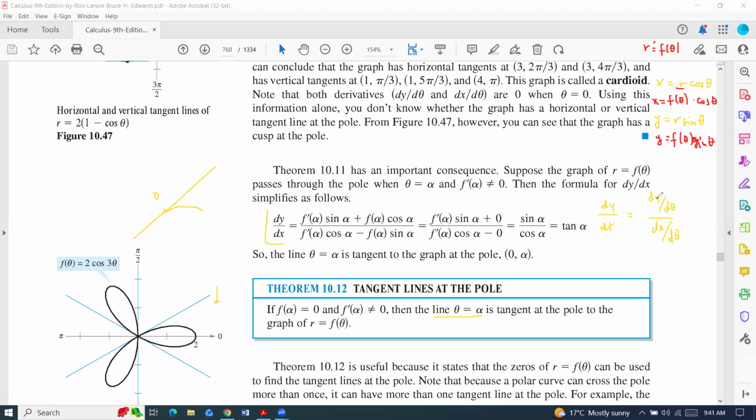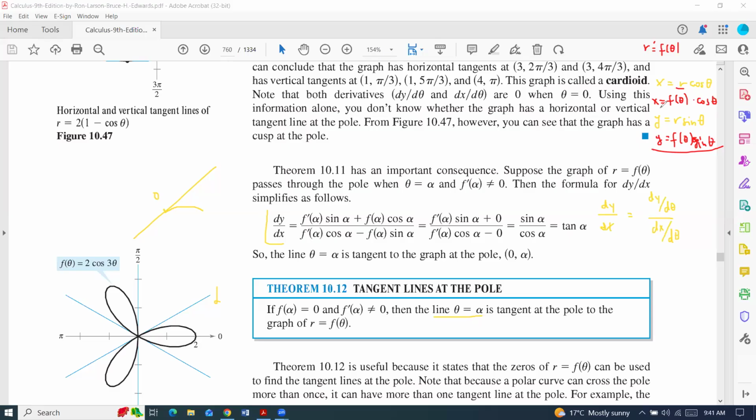Then when I decide to take dy d theta, this is a derivative of a product. And notice that the derivative of a product is going to be first times second plus second times first. So we have here f prime times sine, that's the derivative of the first times the second, and then plus the derivative of sine, which is cosine, times f of theta. So that's the derivative of the numerator, which is a product.